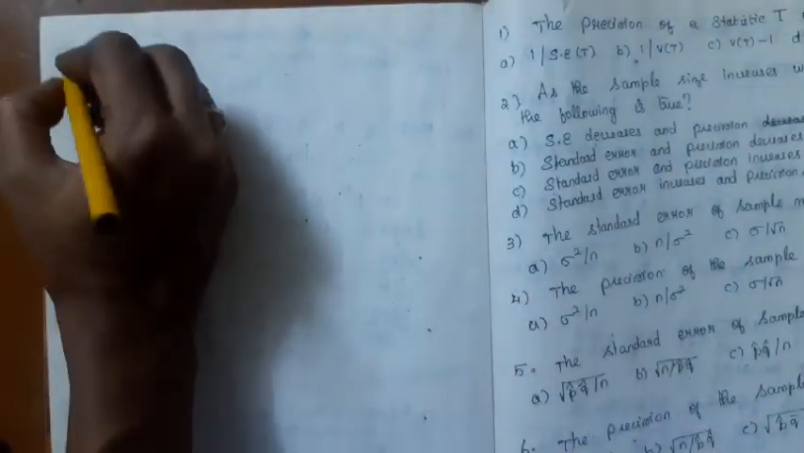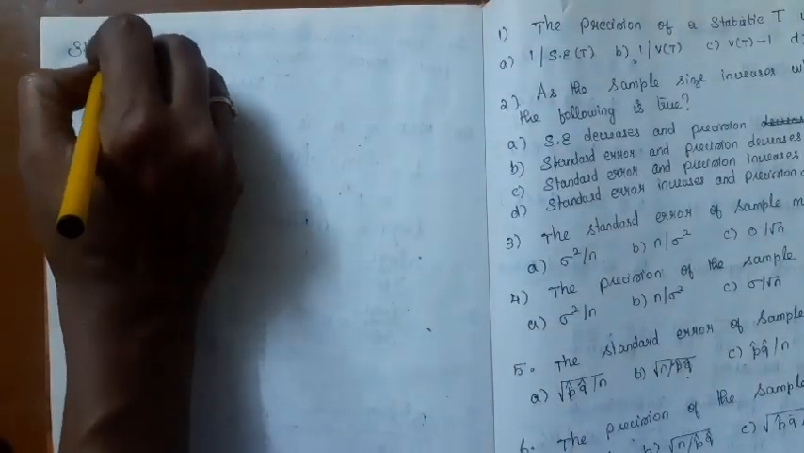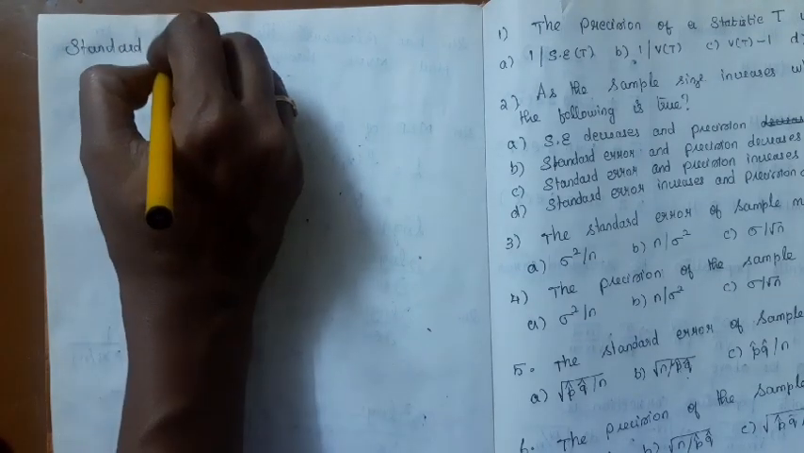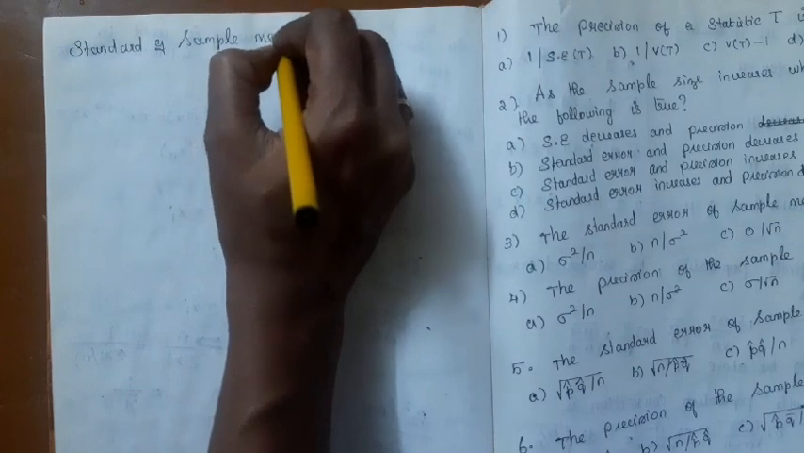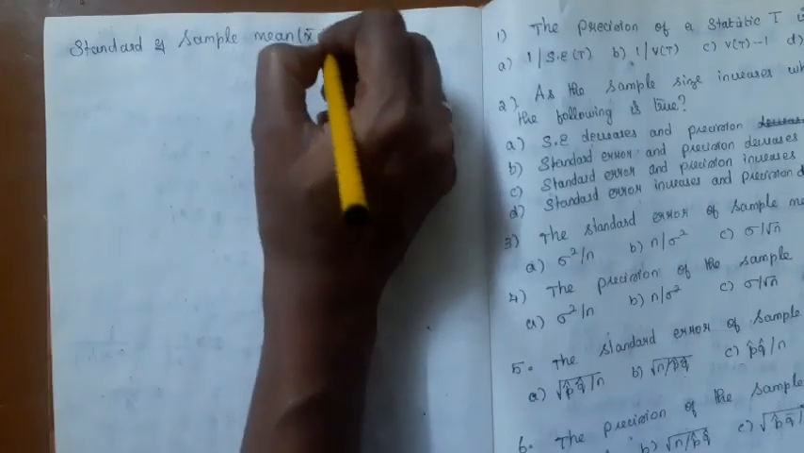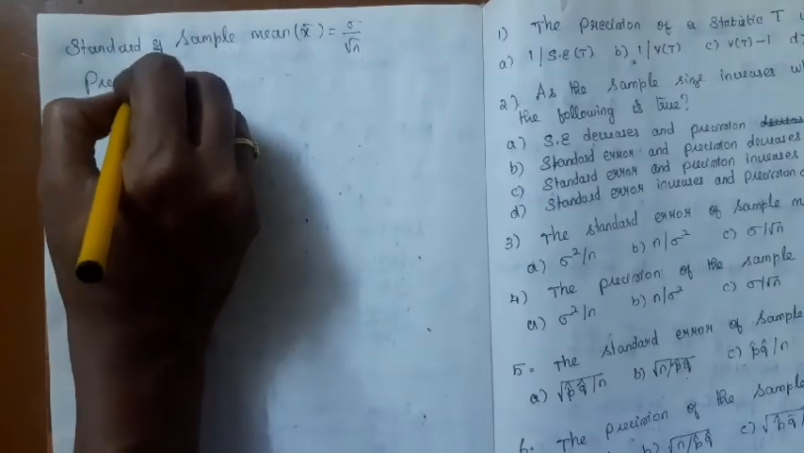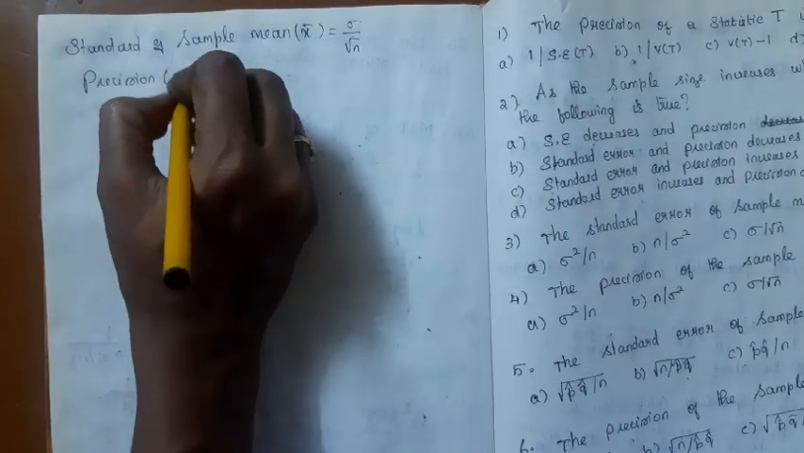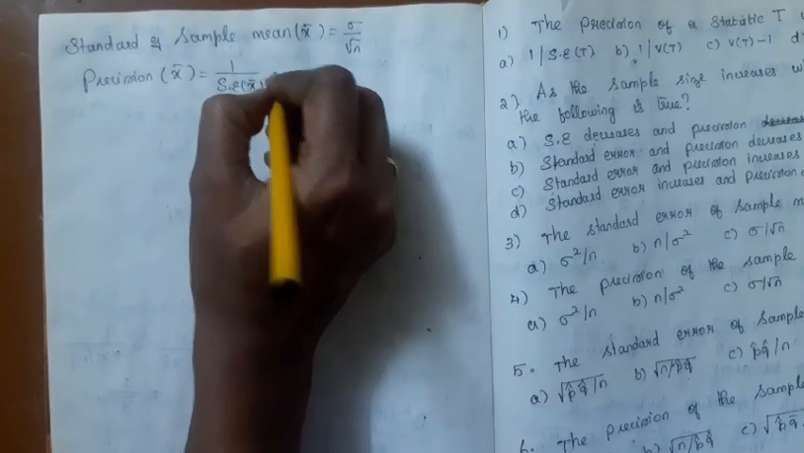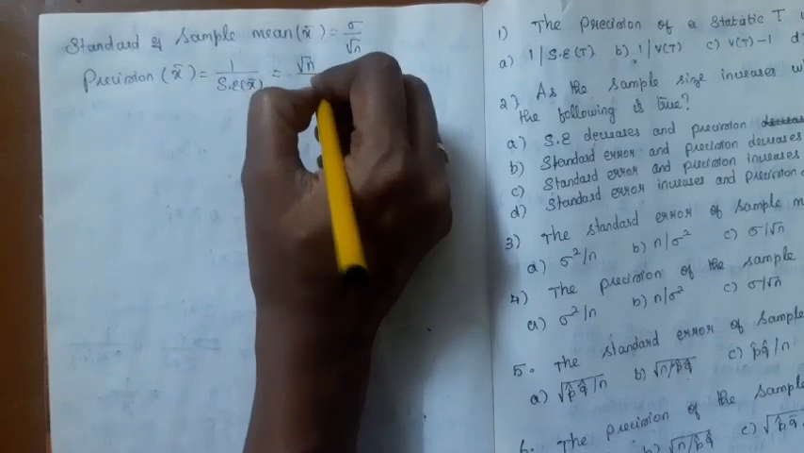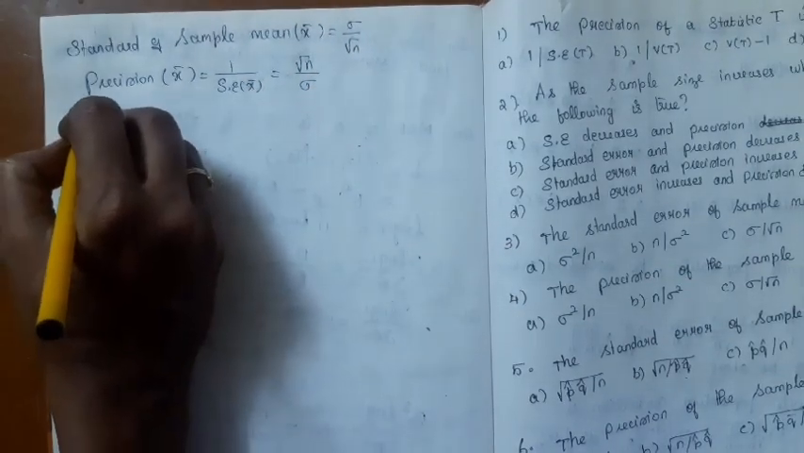Now let us try to remember some important points. The standard error of a statistic, the sample mean x bar, is sigma by square root of n. So the precision of x bar, the formula for the precision of a statistic, is 1 by standard error of the statistic. So the precision is root n by sigma.